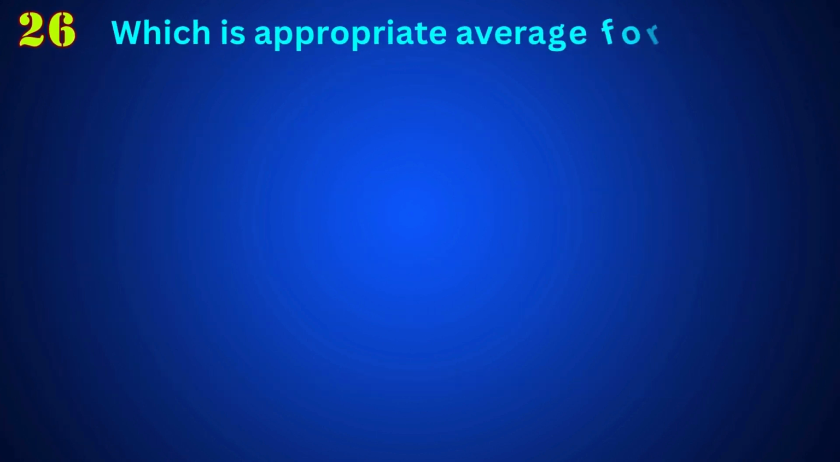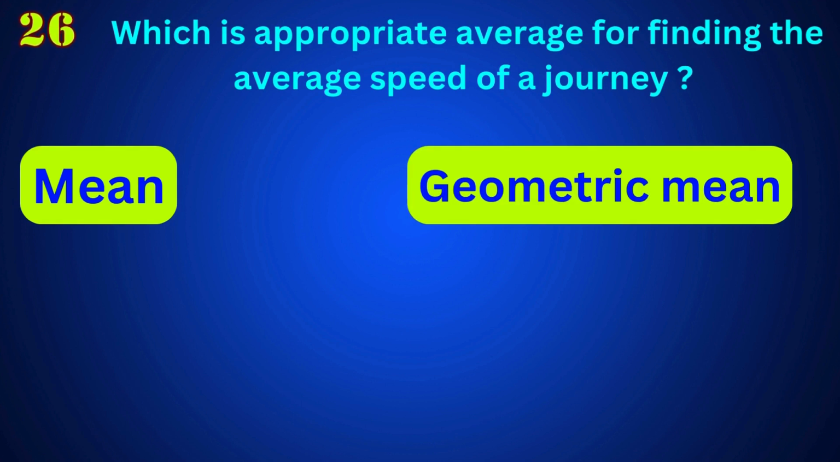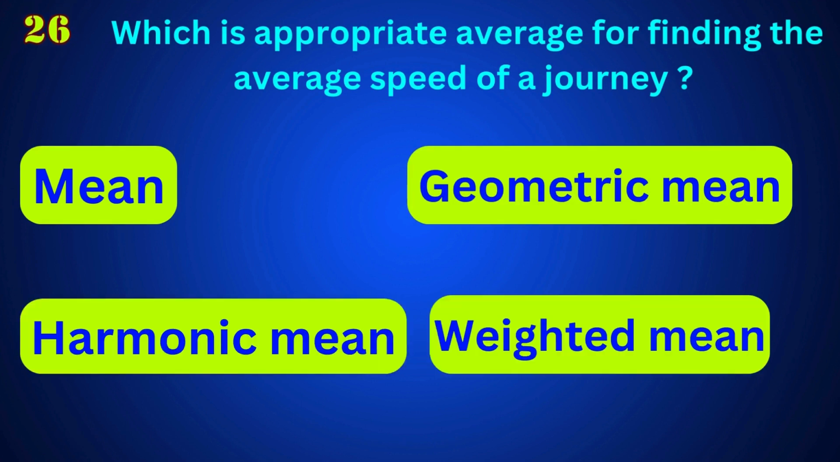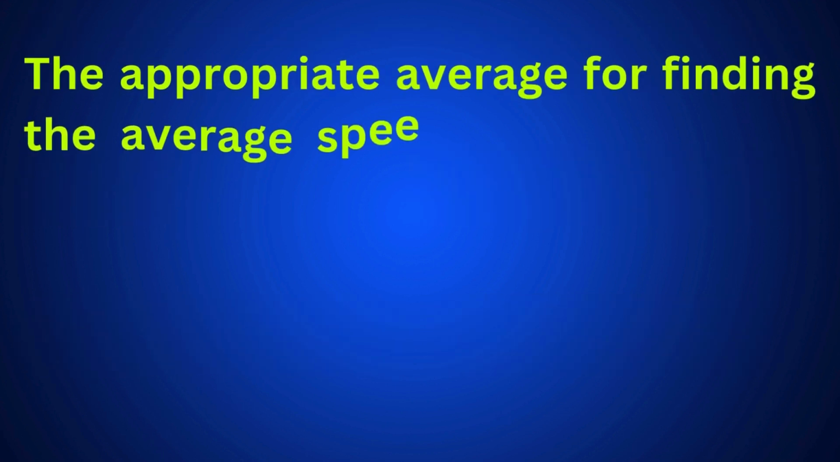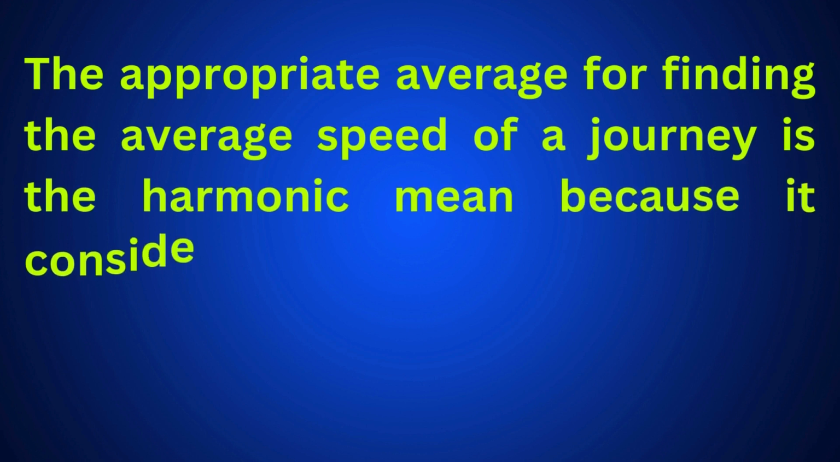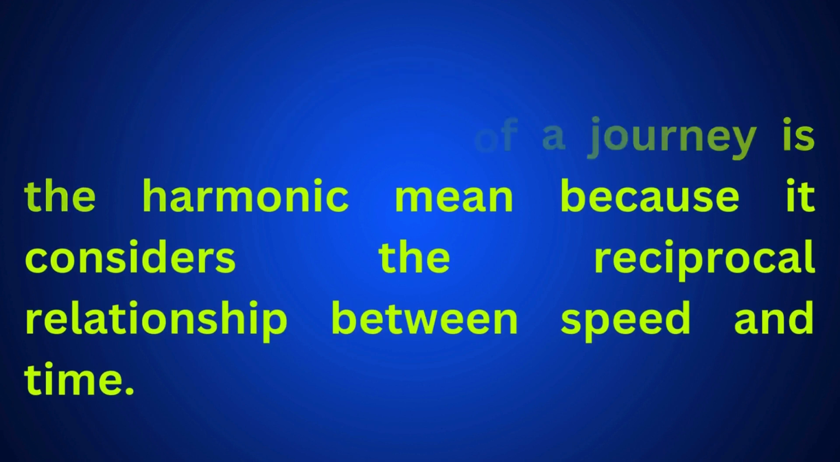Which is appropriate average for finding the average speed of a journey? Options are mean, geometric mean, harmonic mean, weighted mean. Right option is harmonic mean. The appropriate average for finding the average speed of a journey is the harmonic mean because it considers the reciprocal relationship between speed and time.